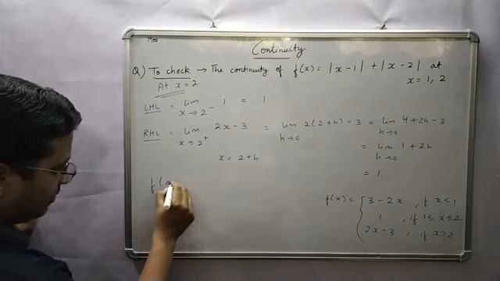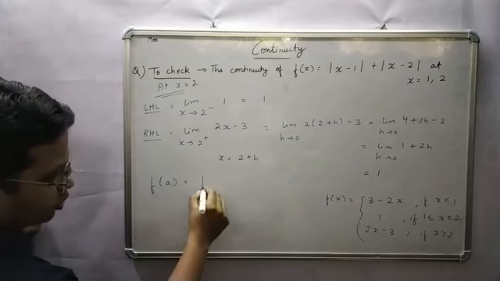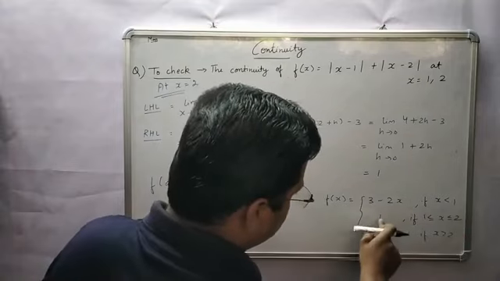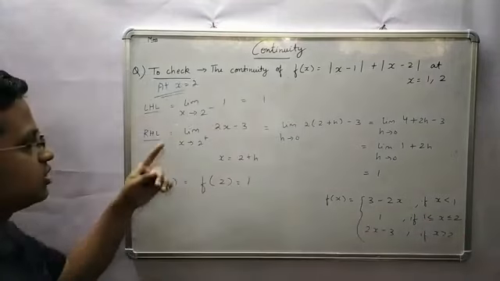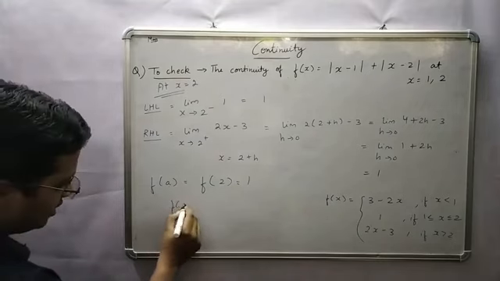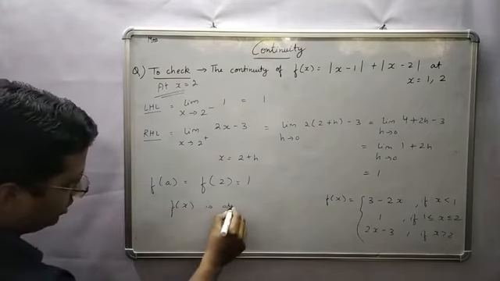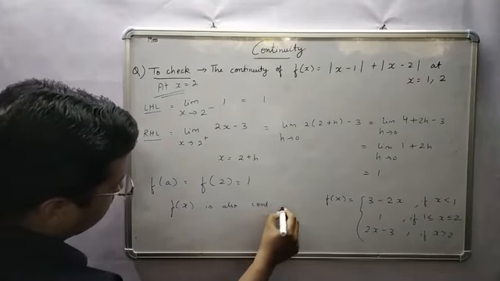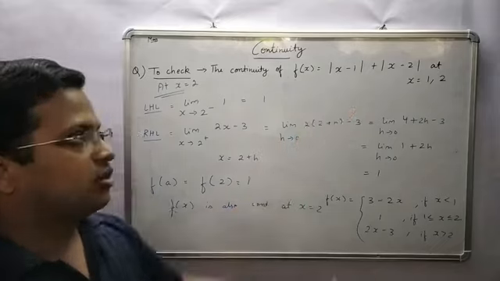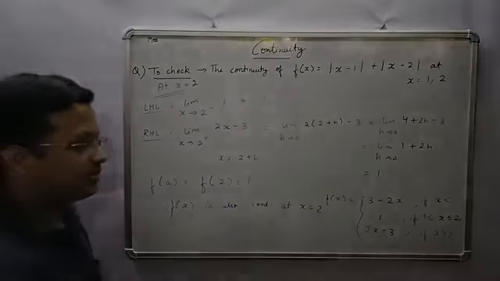Now f of a, our point is 2, so f of 2. So when x is equal to 2, the value of function is also 1. So since LHL equals to RHL is equal to f of 2, f of x is also continuous at x is equal to 2. So the function is always continuous. Alright?